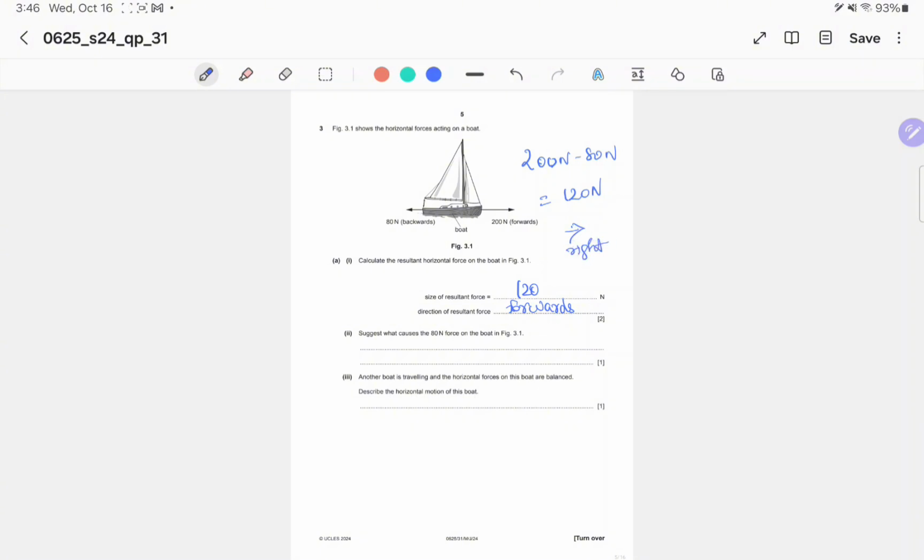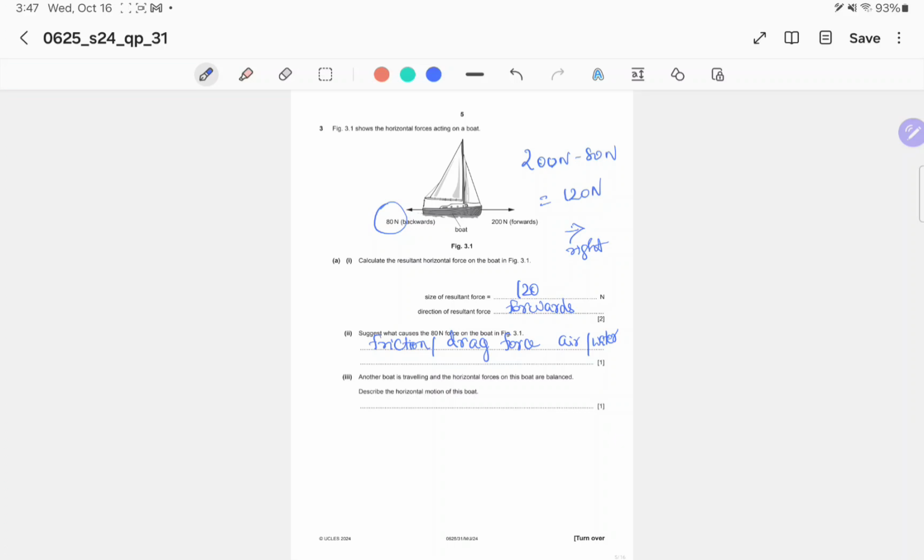Suggest what causes the 80 Newton force on the boat. What causes the 80 Newton force? Okay, this force is caused by friction or the drag force, either from air or water, whatever it is. Both are creating it to move it in this backward direction.